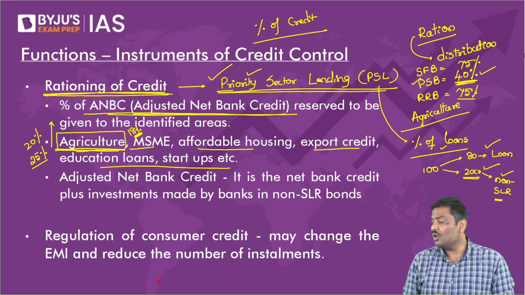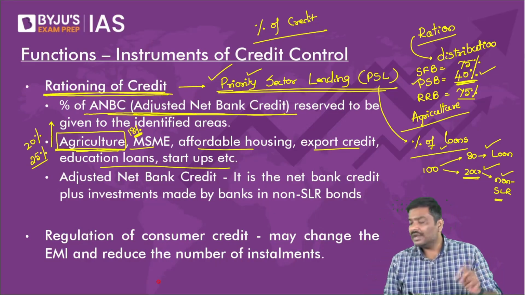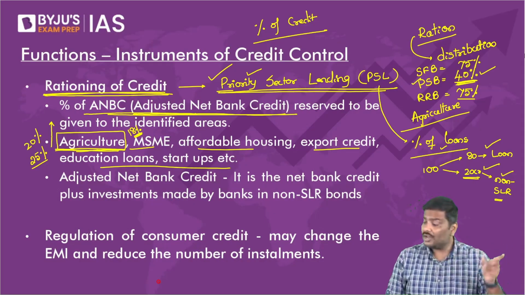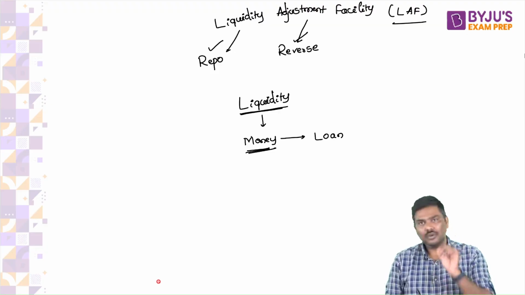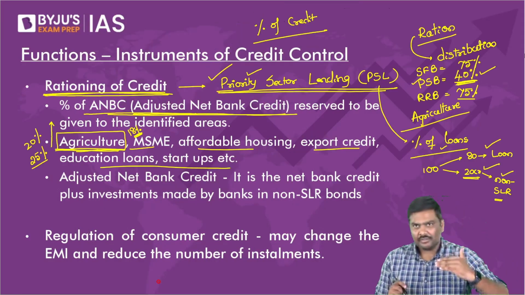Hence, now can I simply say priority sector lending is a qualitative tool? Any problem now? Qualitative, not quantitative, qualitative. And if you remember, yesterday I gave an annotation. In the annotation, I've written it.